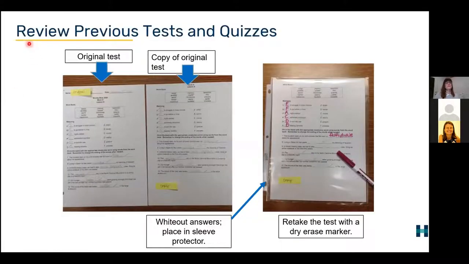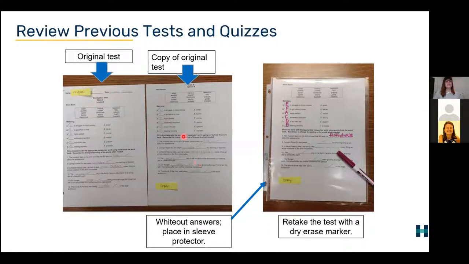This is a way to review previous tests and quizzes. Remember, if it was presented once on a test or a quiz, that means it's important. So this is the original test. This is an actual student test.